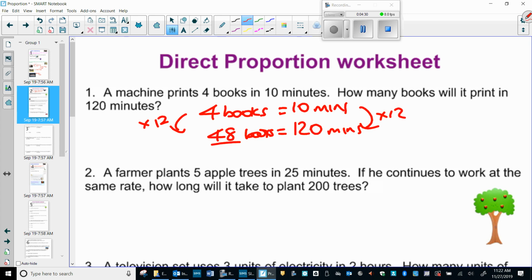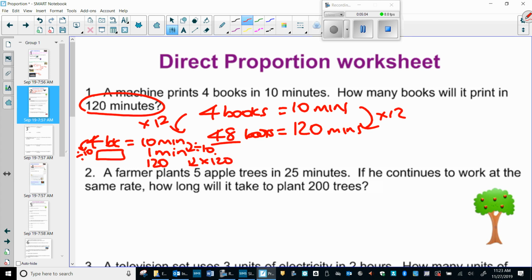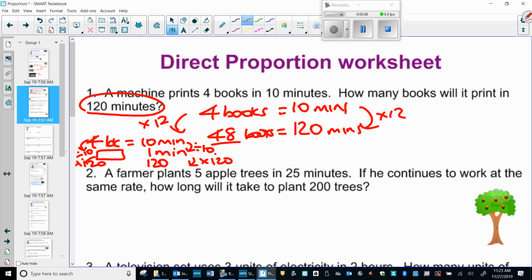Okay? Now, you can't always do this 10 to 120 easily. So some of the time, you're going to want to go to 1. So I could have said that 4 books, 10 minutes. Because my question is focusing on minutes, I would have found 1 minute. So I would divide this by 10. And then for 120, I multiply by 120. So whatever answer I have here, I'm then going to multiply by 120. Does that all make sense?